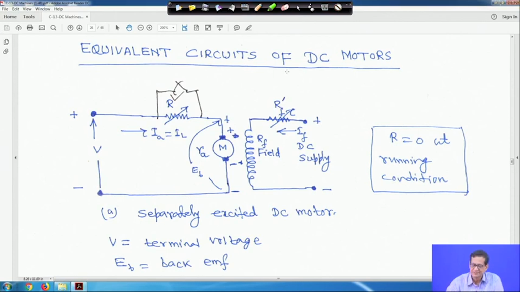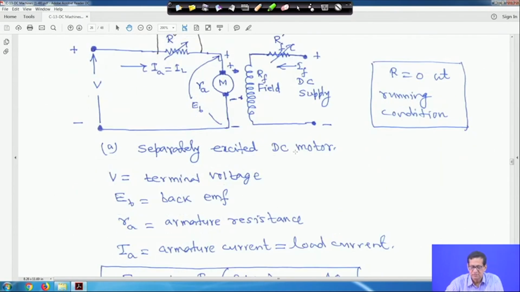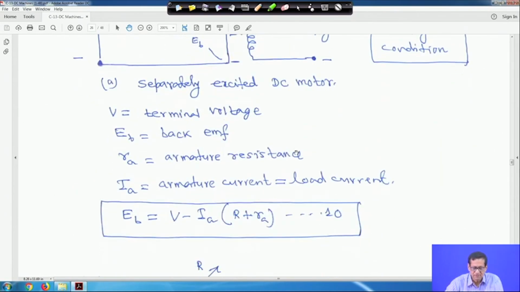In this case, this is RF, the field resistance, and this field resistance you can also vary. This is the additional resistance inserted here, called RF dash, and this is your field winding and field resistance is RF, and this is the supply, right. So, RA is very small for a DC machine.